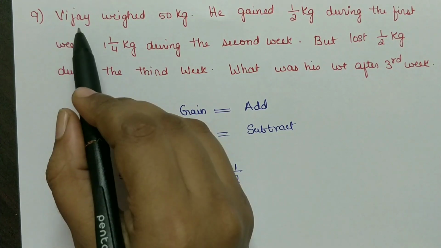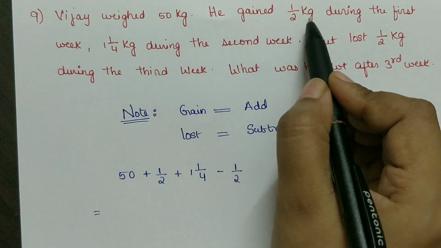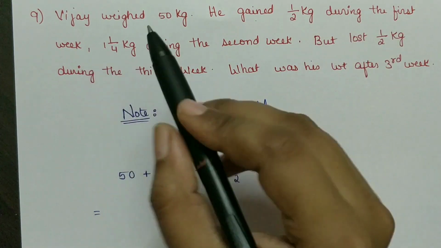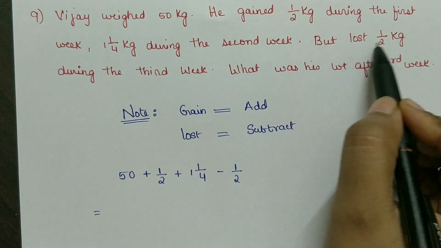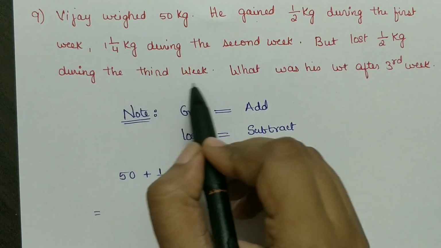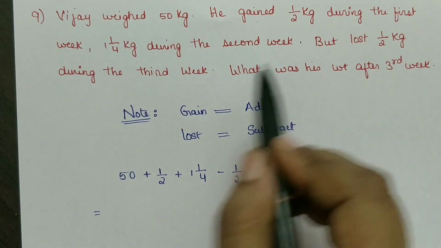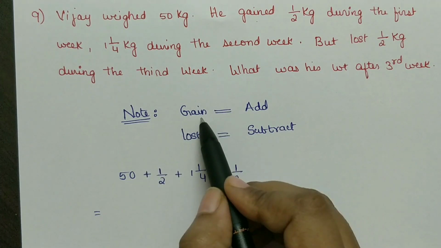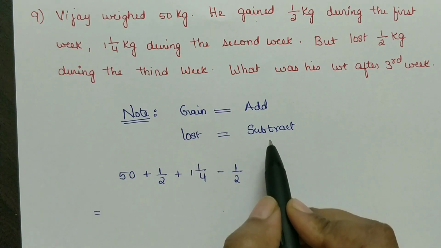Ninth question. Vijay weighed 50 kg. He gained 1 by 2 kg during the first week, 1 by 4 kg during the second week, but lost 1 by 2 kg during the third week. What was his weight after third week? Note, if it is gain, add. If it is lost, subtract.